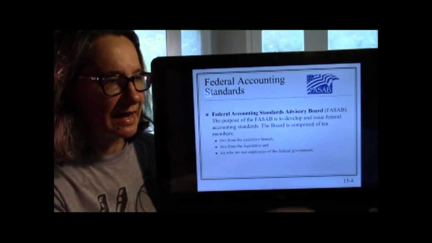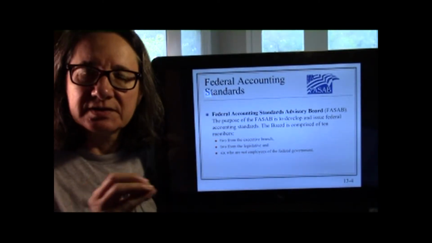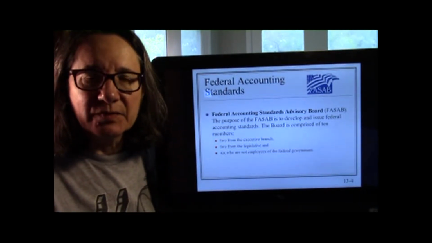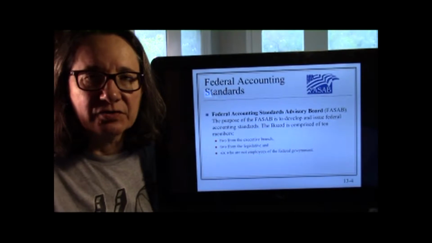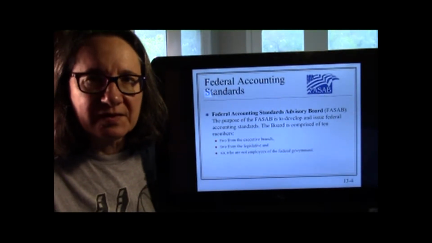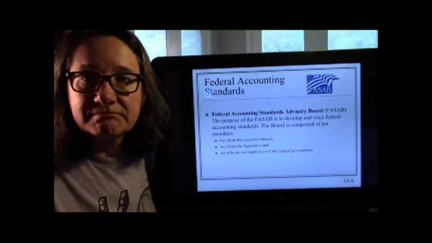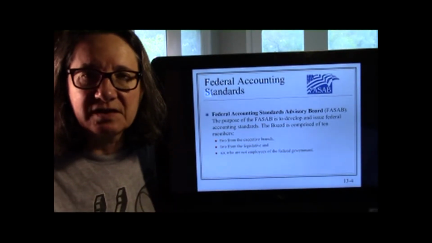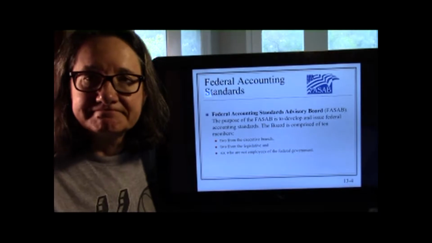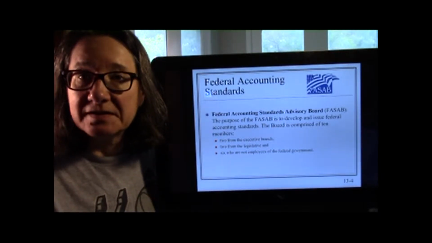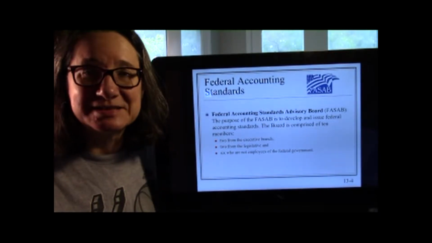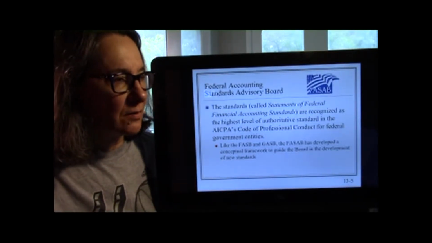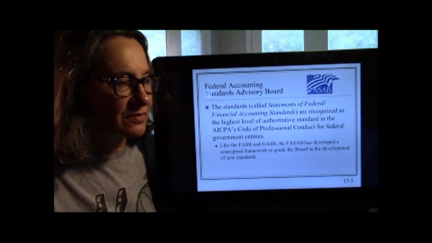So the FASAB comes up with rules like FASB, like GASB, like AICPA. PCAOB comes up with auditor rules. So they come up with rules and standards that give advice to the federal government. Let's say it says, this is our advice to you. Obviously, as a sovereign nation, the United States has nobody who can tell them any different or punish them if they don't. All right. So these are the highest level of standards.